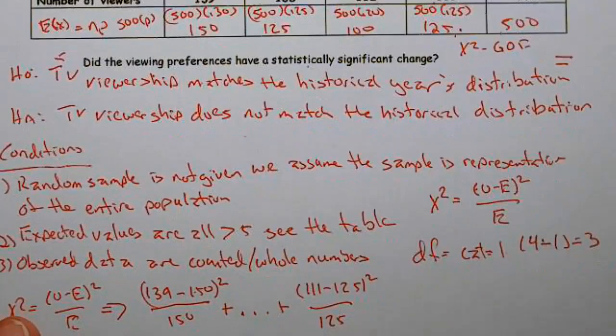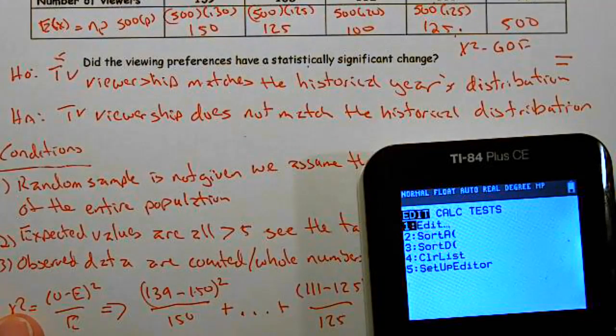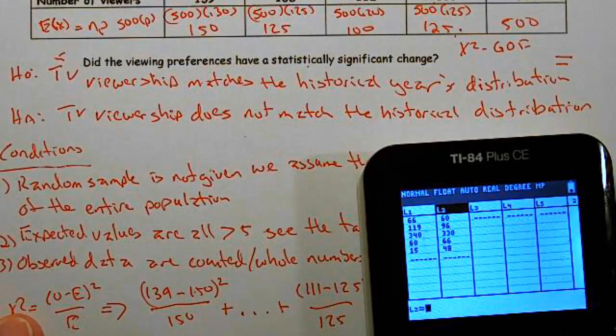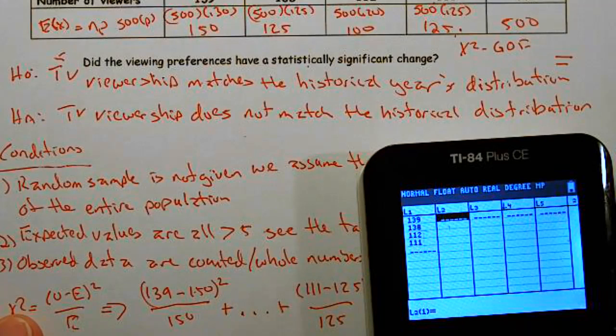All right, now I'm going to take a moment and put that information in the calculator because I don't have it there now. Stat, edit, I need to clear this out. And we have an observed of 139, 138, 112, 111. So there's my observed values. My expected values were 150, 125, 100, and 125. All right, so I have it in.